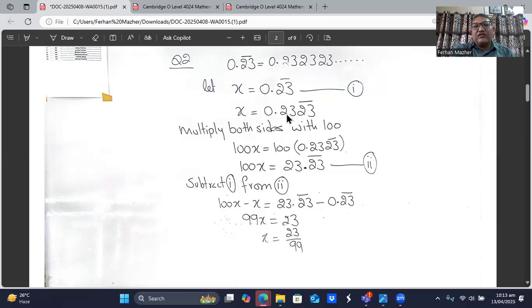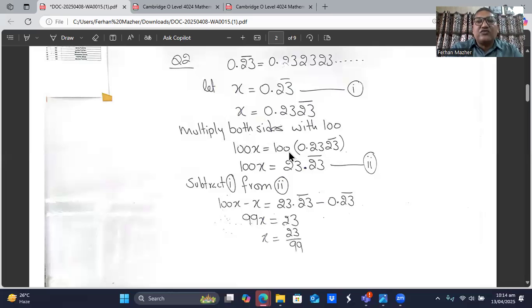So x will be equal to 0.23 and 23 bar. Now I will multiply it with 10, or 100, or 1000. How do I decide which number I should multiply with? I will multiply it with 10, 100 or 1000 keeping in mind that this 2, 3 is on the first and the second decimal place. So I will multiply in such a way that this should come on the first and second decimal place. So I am multiplying both sides with 100.